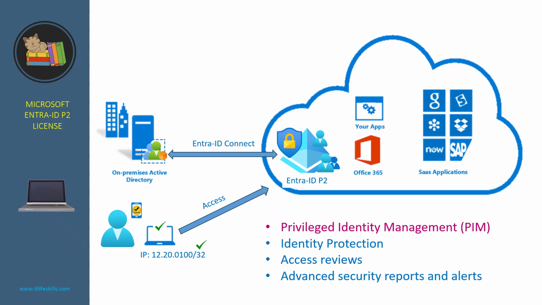Additionally, P2 license allows you to configure identity protection, which uses machine learning to detect and mitigate identity-related risks such as compromised credentials or unusual sign-in behavior. With P2 license, you can set up access reviews to periodically review and confirm user access to resources, ensuring compliance and reducing unnecessary permissions.